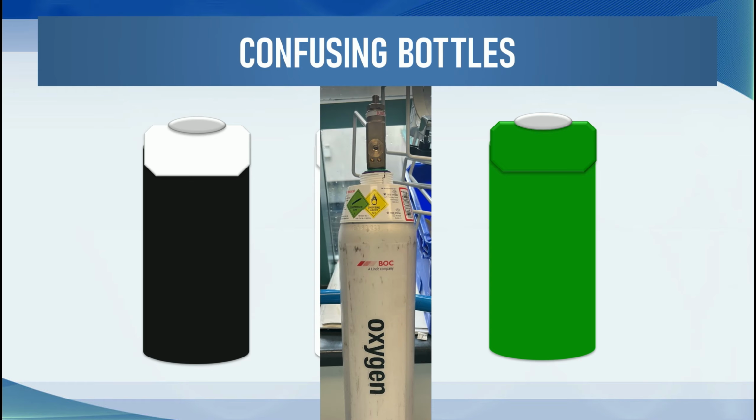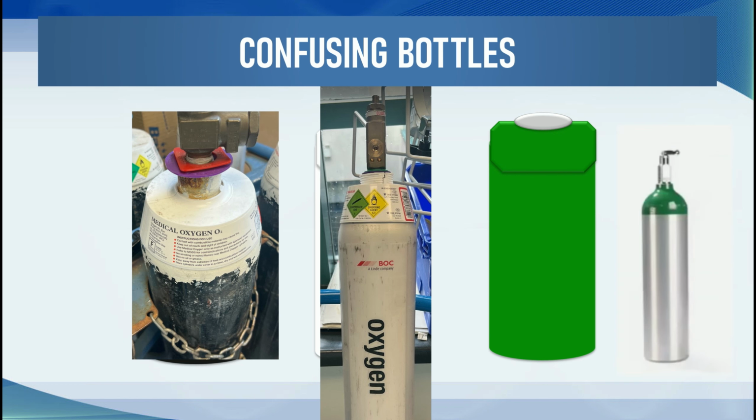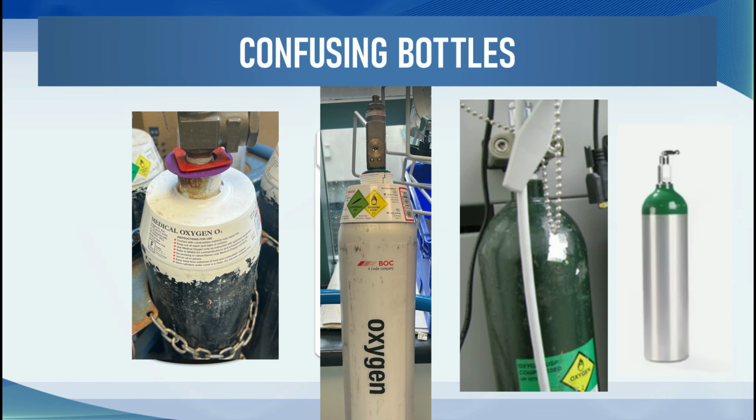The old standard in Europe and the UK was a black cylinder with a white cuff around the neck. In the United States, the cylinders are typically green or they're silver with a green cuff. I think this is the best color to have oxygen. Nothing else looks quite like it. Everything else is a bit confusing.